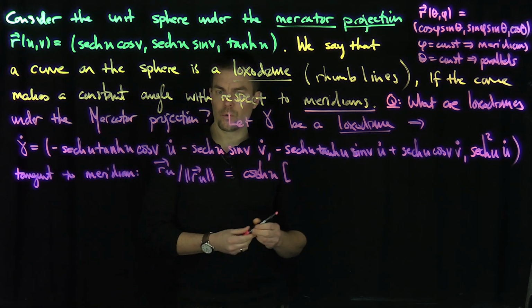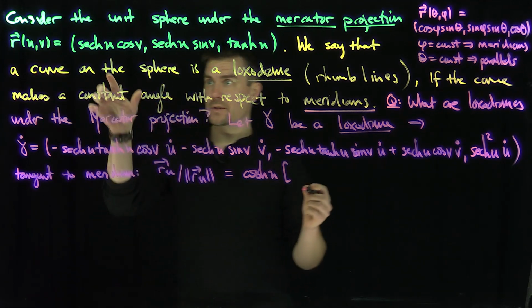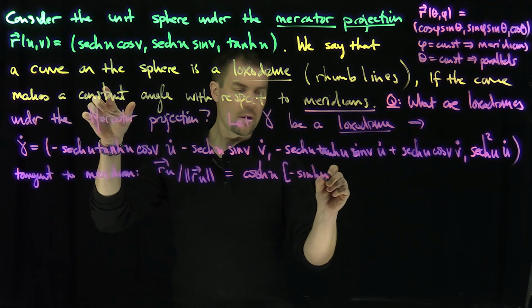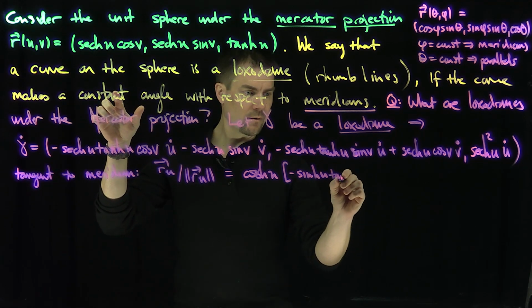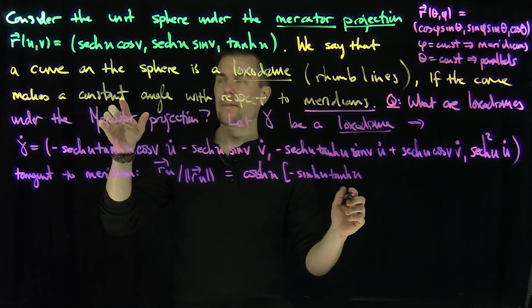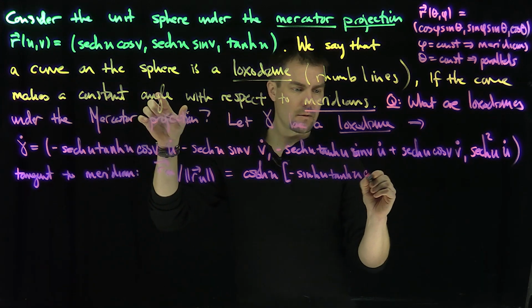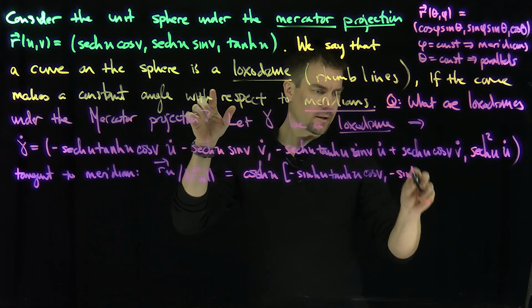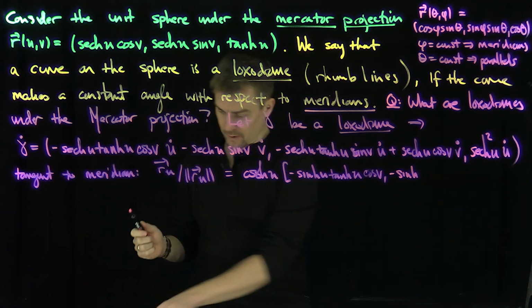And then what will R_U be? So in other words, R_U is going to be the same thing over here. It's going to be just negative hyperbolic secant of U, hyperbolic tangent of U, and then a cosine of V. And then over here, we're going to have the same thing, negative hyperbolic secant, hyperbolic sine.